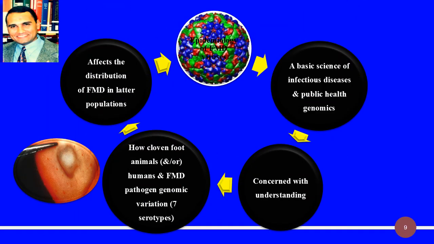Here we will explain an example with foot and mouth disease virus, which is a viral pathogen with genomic variations. 7 serotypes are known up till now. They have affected animal and human populations for centuries and resulted in heavy economic losses. So, studying the epidemiology of foot and mouth disease is an important and main target for its control.